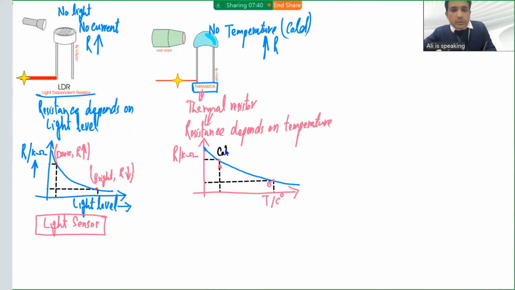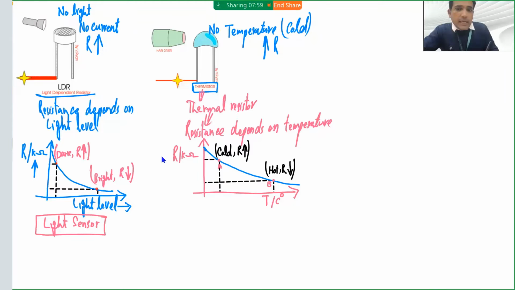So it means this one is cold. When it is cold, resistance of this one is very high. At this point, you can see temperature is high. It means thermistor is hot, its temperature is very high, so the resistance of this one is low. So these points you need to understand.